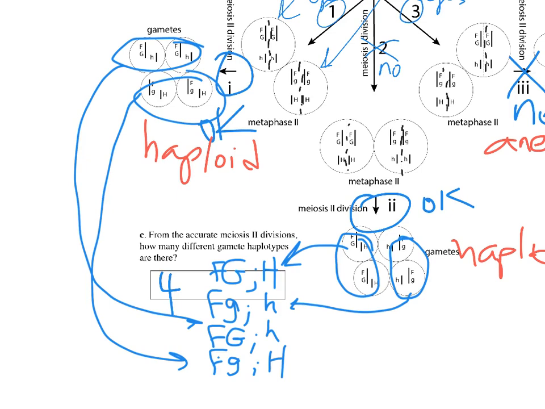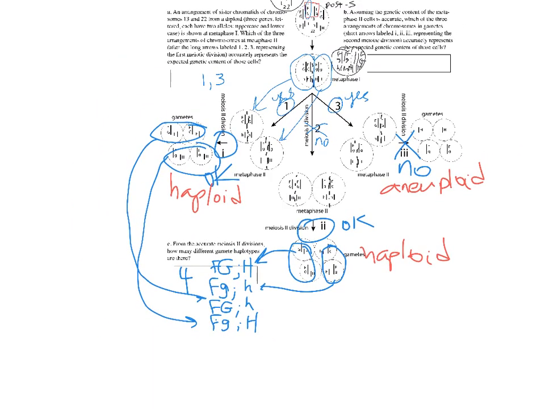uppercase H. So in meiosis, we started from the same cell up here at the top. Right, one cell. And we produce four different types of gametes. They're genetically similar because they have the same chromosomes and the same genes, but they're genetically different. There are four different, genetically different types because of different combinations of alleles.